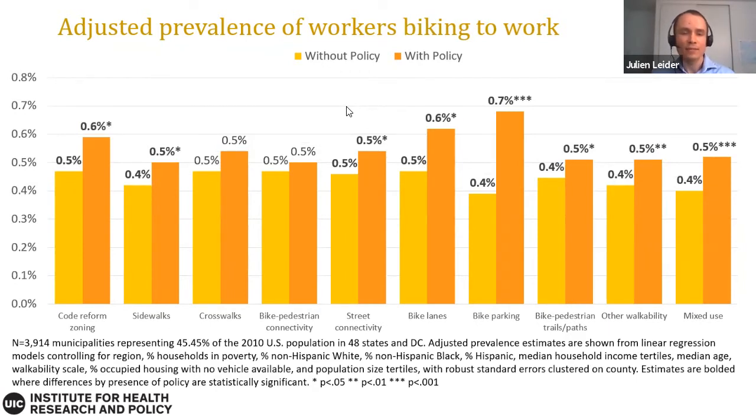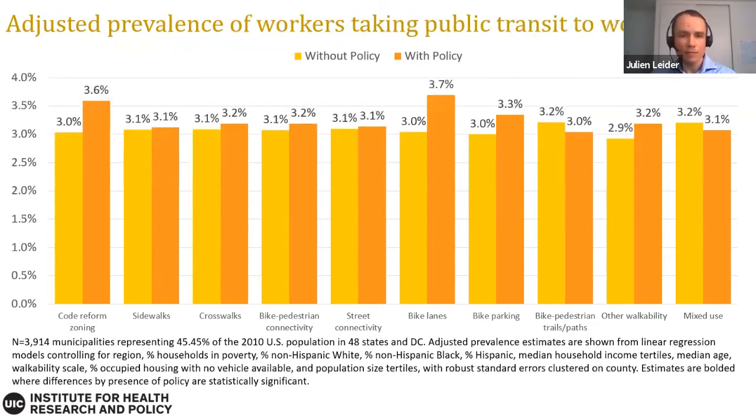Similarly, for biking to work, we found a number of positive associations. And in fact, for this outcome, we found positive associations for all but 2 of the zoning measures we examined. For public transit use, we did not find any significant associations in the full sample, but we will return to this in a moment in terms of some stratified analyses we conducted.